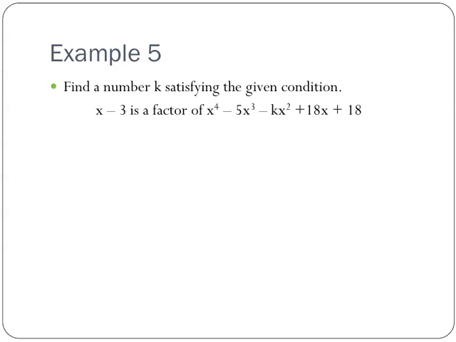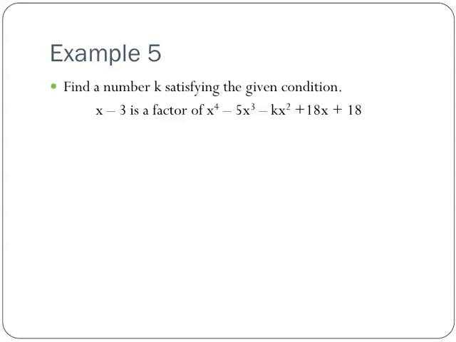Last example. Find a number k satisfying the given condition. x minus 3 is a factor of this given polynomial. There's a k in there. How would you figure out what value k has to be in order for this to work? Well, let's use the remainder theorem. The remainder theorem says, if x minus 3 is a factor, and you were to plug 3 in, we know because this is a factor, we should get a remainder of 0.